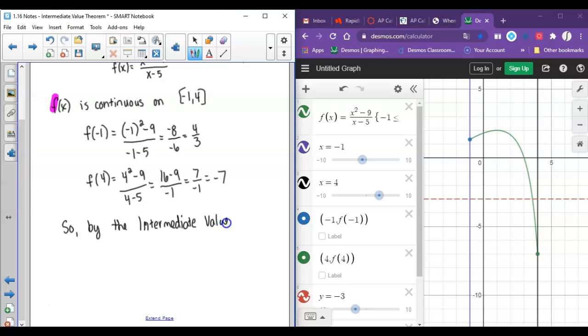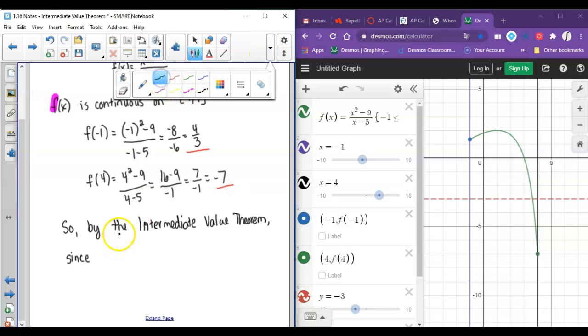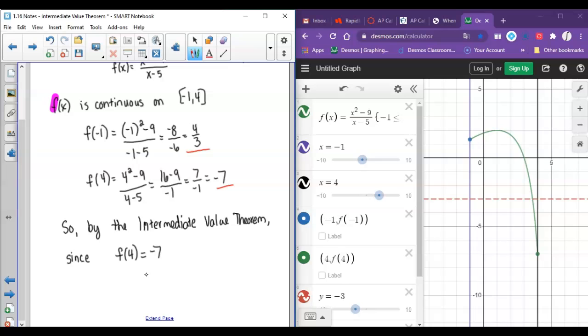value theorem, since, and here we have to show that -3 falls between these two values right here. And so the way that I'm going to say that is I'm going to say f of 4. Notice how I'm using 4 first, because f of 4 is -7. That is the lower value. That is less than -3, which is less than 4/3, which is your f of -1.